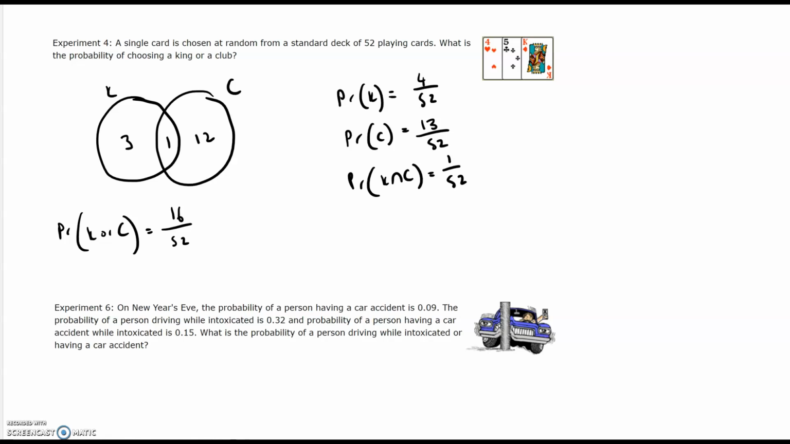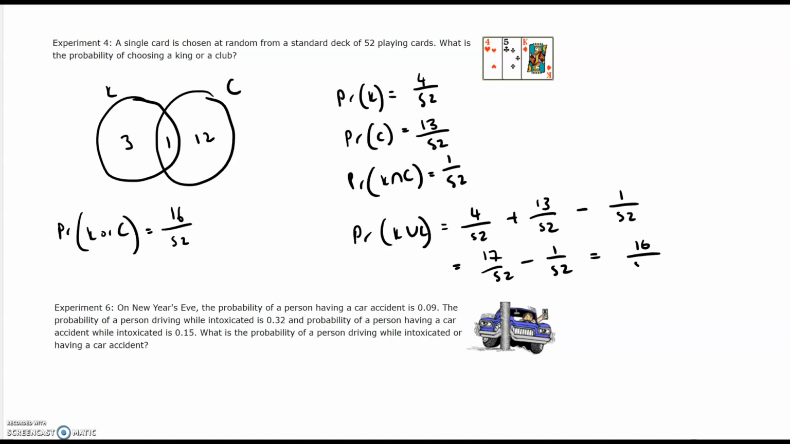Make that 52. So altogether now, if I wanted to work out these probabilities without having done the Venn diagram first, my probability of a king or a club, and that U sign stands for or, would be 4 out of 52 plus 13 out of 52. So the probability of a king plus the probability of a club minus the probability of the king and the club. That gives me 17 over 52 minus 1 over 52, and then I end up with 16 over 52, which is the same as my answer over here.